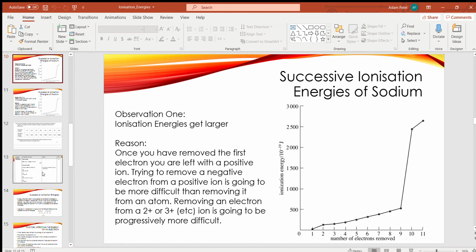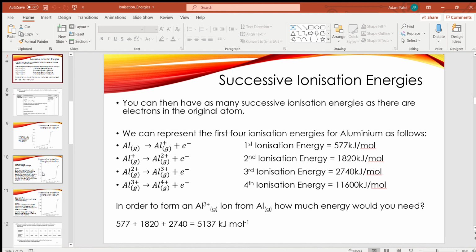We've also mentioned that as you go across the successive ionization energies of an element, the ionization energies become larger because it gets more and more difficult to remove an electron. Once you remove electrons, you go closer and closer to the nucleus, therefore the attraction builds between our electrons and the nucleus. We also discussed successive ionization energies, which are Al going to Al+, Al+ going to Al2+, Al2+ going to Al3+, Al3+ going to Al4+.